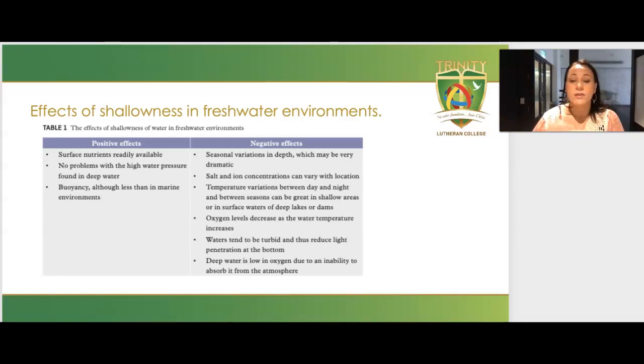Temperature variations between night and day, if you're in shallow waters, can be quite dramatic. But if you're in a larger body of water, you're a bit more resistant to temperature changes because they have this thermal inertia.